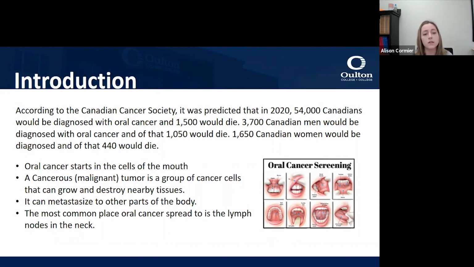Oral cancer starts in the cells of the mouth. It's a cancerous tumor, which is a group of cells that grow and destroy nearby tissues. It metastasizes to other parts of the body, and the number one place for oral cancer to spread to is the lymph nodes in the neck.